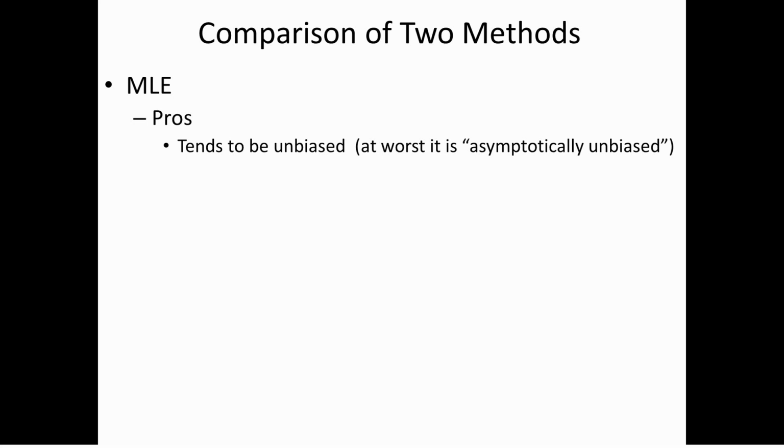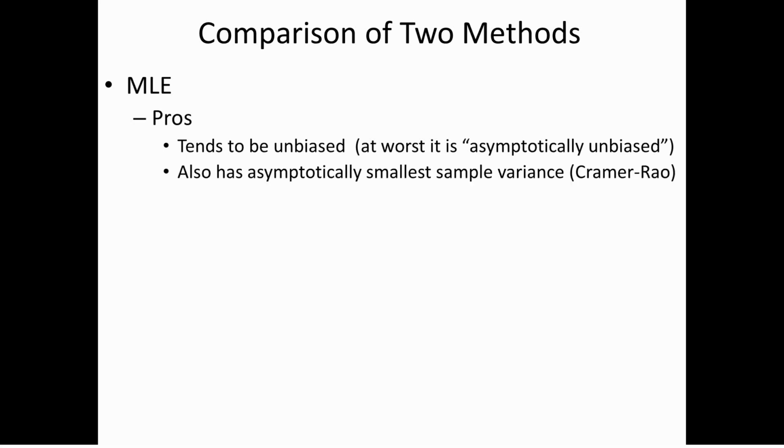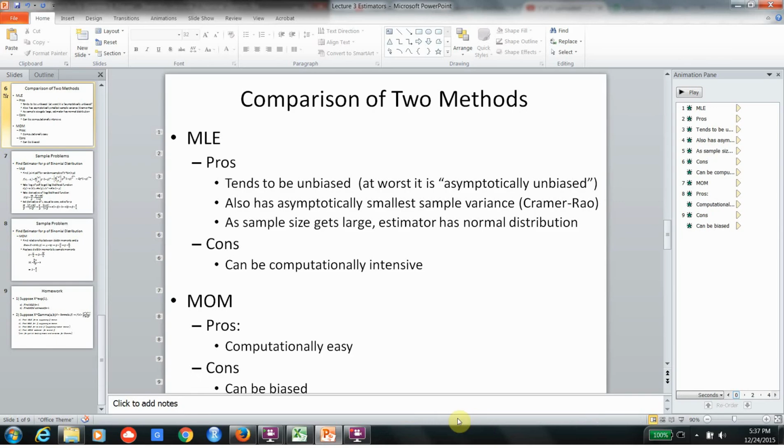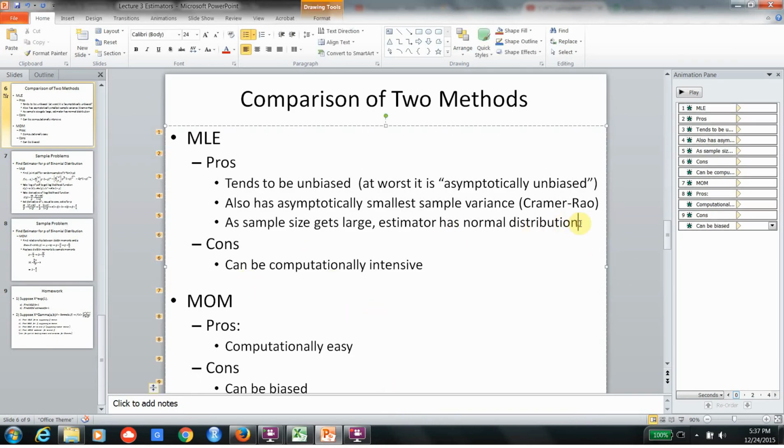Now, what are some of the pros and cons? Well, the MLE has a lot of pros. It tends to be unbiased, or at worst asymptotically unbiased. It has the asymptotically smallest sample variance. This is called the Cramér-Rao theorem. As the sample size gets larger, the estimator has a normal distribution, and there's actually one property I didn't put in here that's very important, and I'm going to add it right now. I should have added it before.